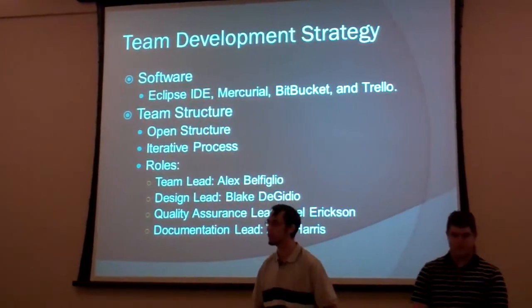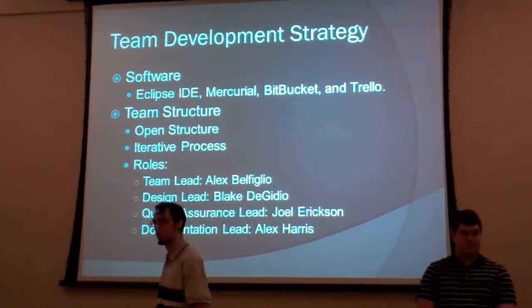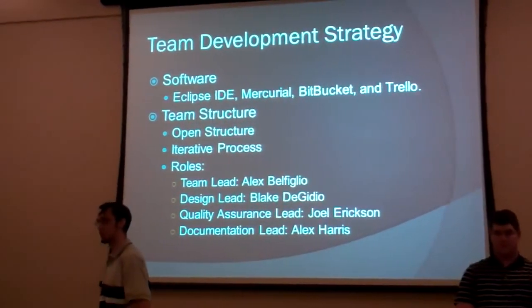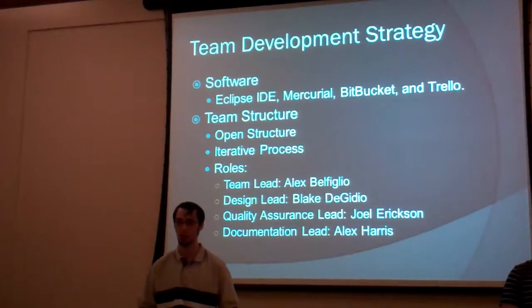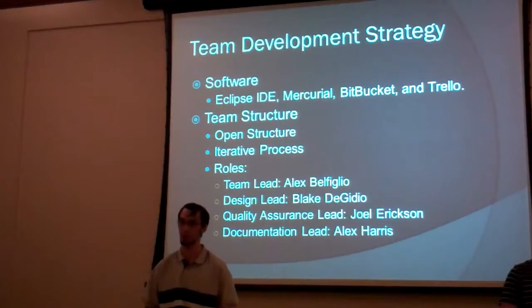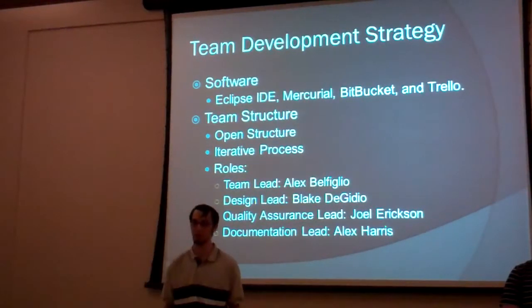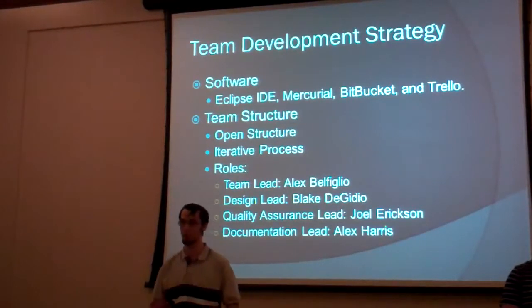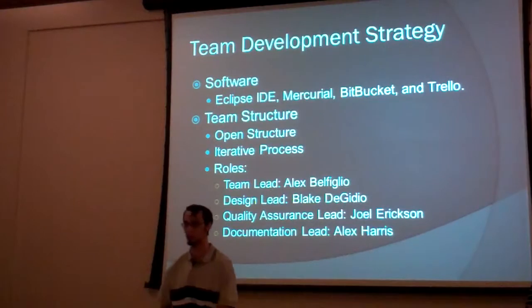So currently, we are using Eclipse IDE. We're using Trello for organizational purposes and bug tracking. And then we're using Mercurial along with Bitbucket as our repository in order to keep track of version tracking. We have an open team structure, so we all have our roles, but we interchange a lot in case someone gets hung up on a particular problem.